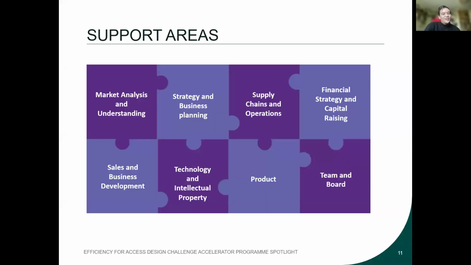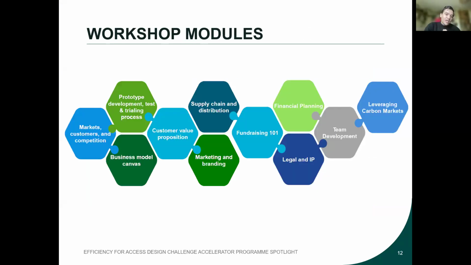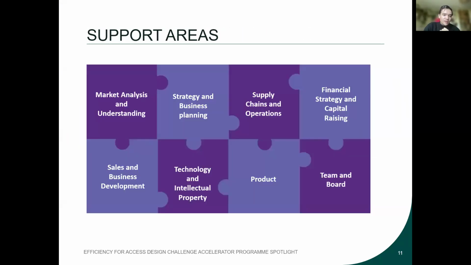Okay, next one, Rachel. So the workshop modules can be broken down into 5 themes. So these are the areas of support that the program could help you on. Those are key areas that would be identified in your needs assessment of areas of support that you could get help on.